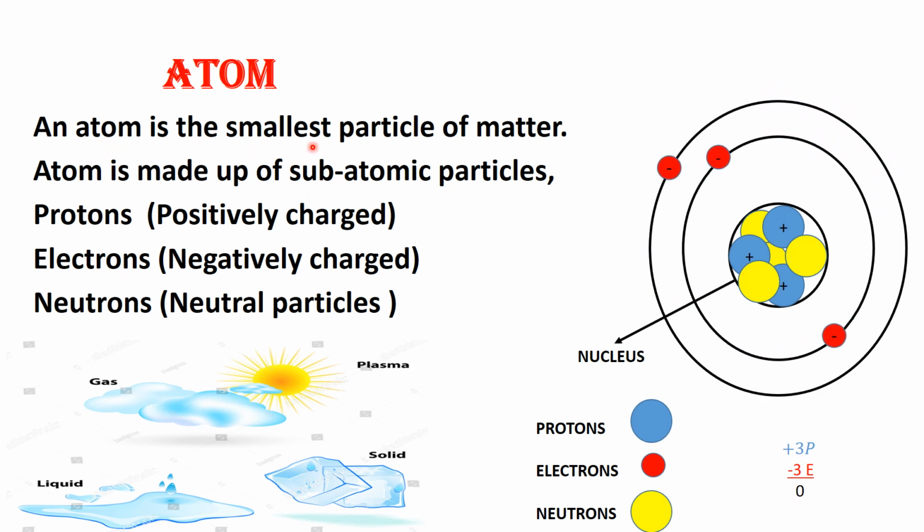An atom is the smallest particle of matter. An atom is made up of subatomic particles called protons, electrons and neutrons. Protons are positively charged, electrons are negatively charged, neutrons are neutral particles, and overall an atom carries no charge.